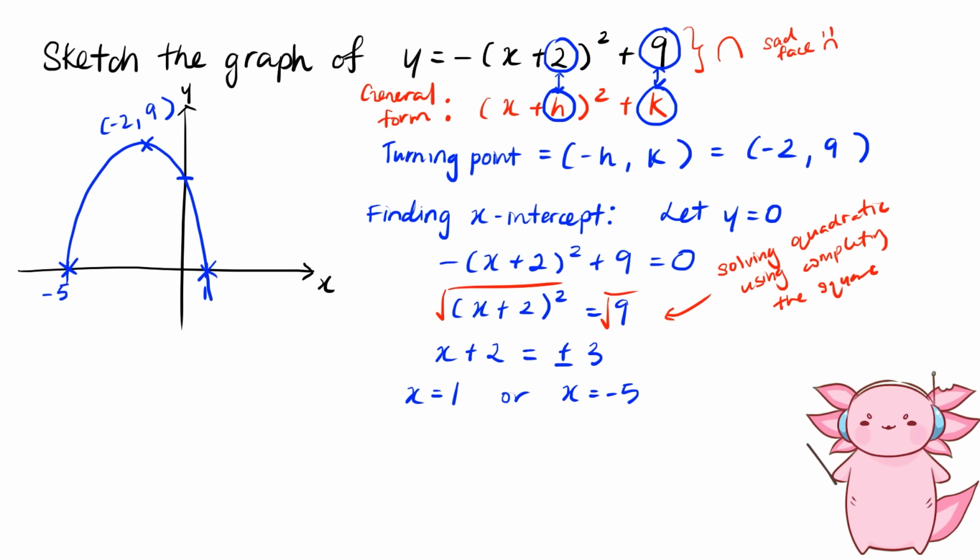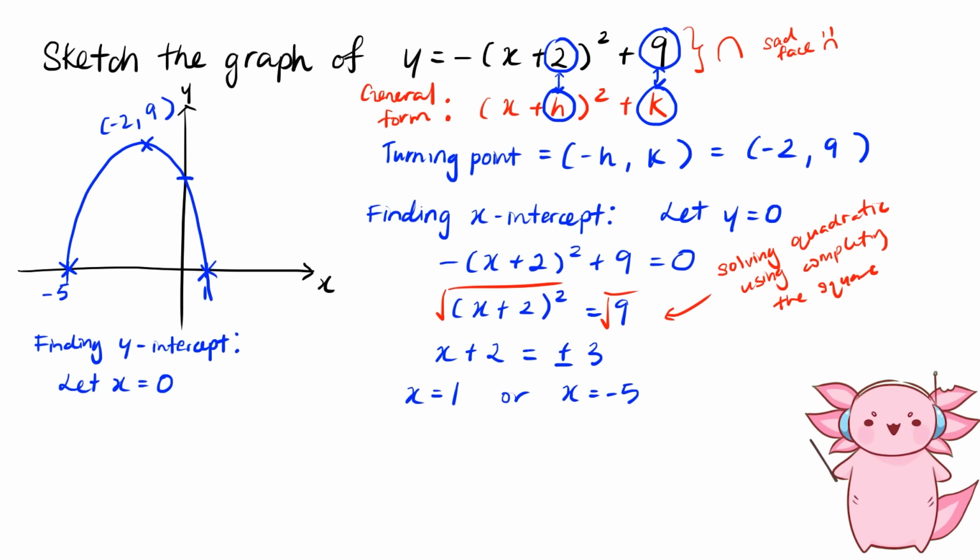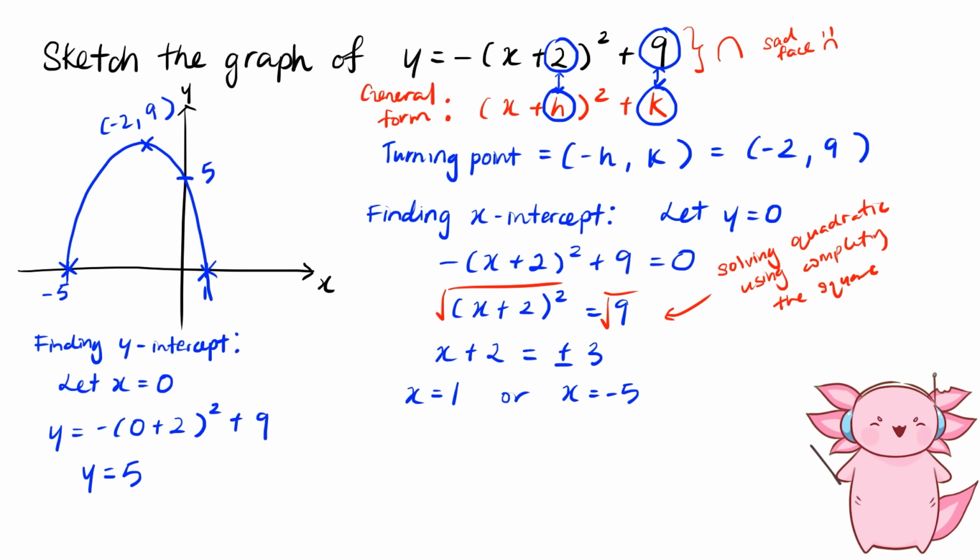The last step is to find the y-intercept by equating x is equals to 0, and we get the value of y is equals to 5, and we plot it on the graph and we are done.